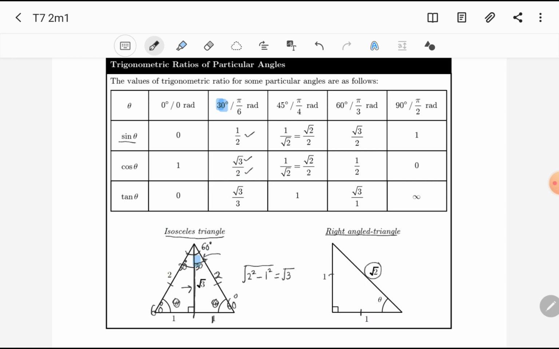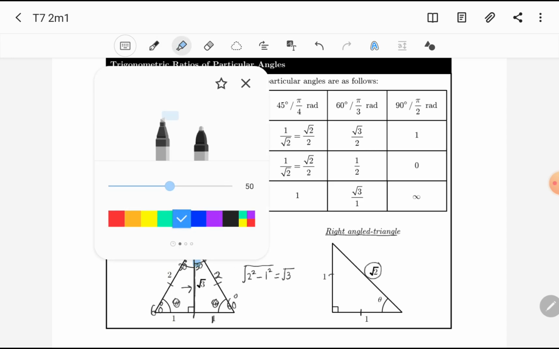Okay, and then tangent 30. Tangent 30 is opposite, which is 1. Kan? Okay, divide by. So kita akan dapat 1 divide by adjacent is root 3. So equals to root 3 divide by 3. Okay. Yang ni nak dapat yang ni guna je calculator ataupun darab dengan conjugate of root. Okay. So next. Kita akan tengok 60 degrees.